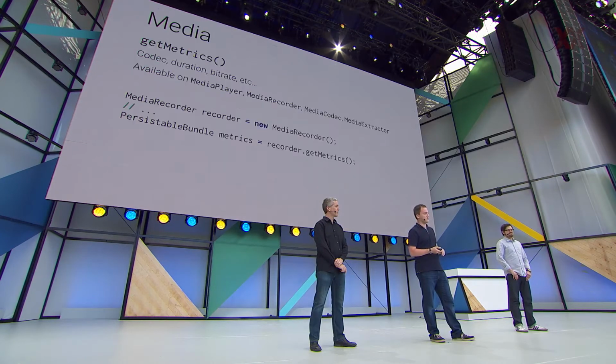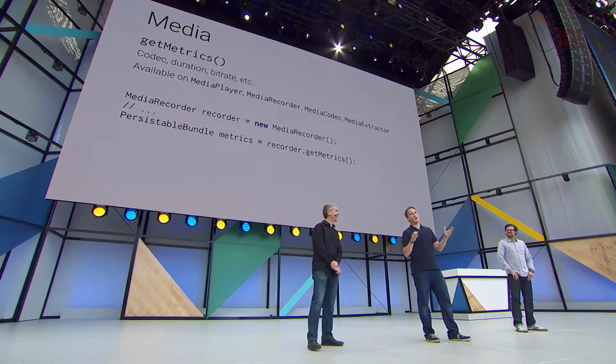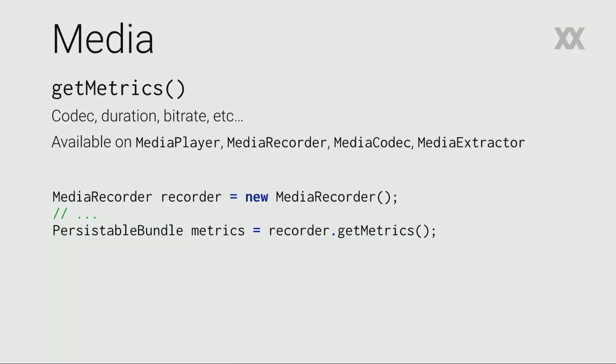Next, media. So we have a lot of very useful classes in our media package. We have the media player, the media recorder, the extractor, and the codec. And we added a new getMetrics API on every one of those classes. It helps you query information about the media that you're dealing with. So you can query the resolution, the codec, the bitrate, the duration, this kind of data. It's super easy to use. Just call getMetrics on one of those objects. You get a persistable bundle, and you can look up the documentation on developer.android.com to know what kind of queries are available.